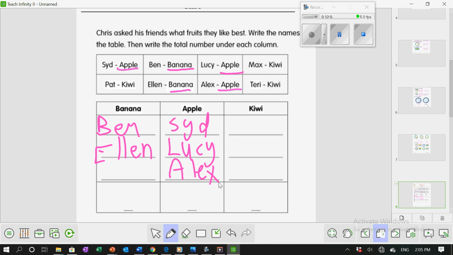Here is kiwi. We have Max, Terry, and Pat. Let's see the total. Here I have 2, here I have 3, and here I have 3. So easy. I'm just looking at the table and filling in the blanks.